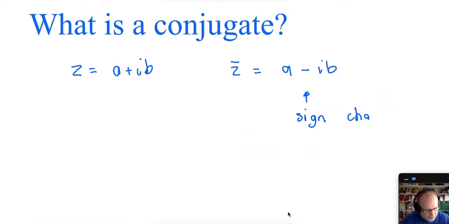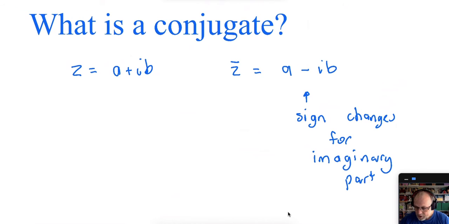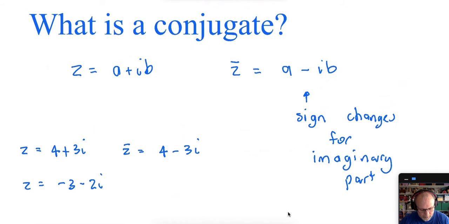So we say the sign changes for the imaginary part. So that's the only difference you're going to have. So if we have a complex number z equal to 4 plus 3i, the conjugate of z is going to be equal to 4 minus 3i. And another example, z is equal to minus 3 minus 2i, the conjugate would be minus 3 plus 2i.